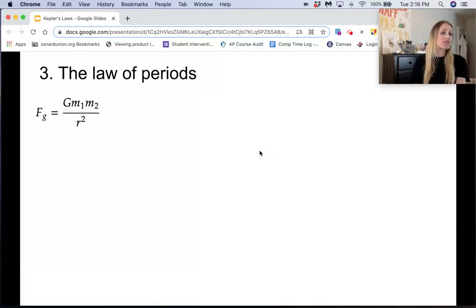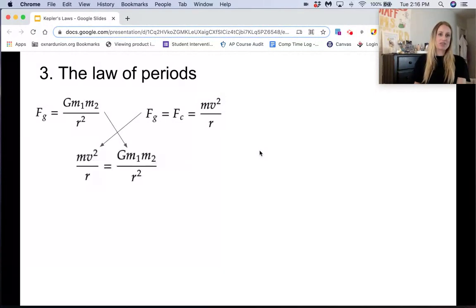So we know Newton's universal law of gravitation is G times m1 times m2 over r squared. We also know that this can be modeled as a centripetal force, even though, of course, they're elliptical orbit shapes. But because those eccentricities are so small, we can model it as a centripetal force, which is mv squared over r. We then take these two equations and set them equal to one another.